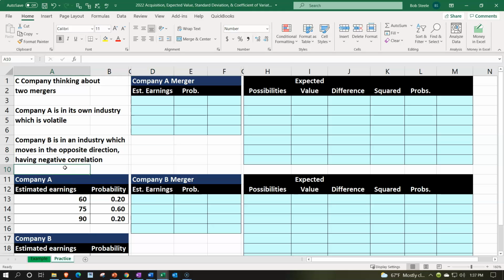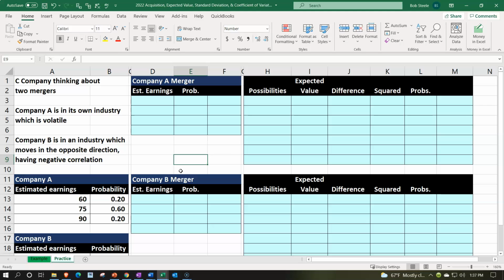Information on the left-hand side, we're going to populate into the blue area on the right-hand side, looking at an acquisition situation where one company is thinking of acquiring one of two other options and comparing and contrasting the results, focusing in on the coefficient of variation, which is typically the calculation that will calculate the risk involved.